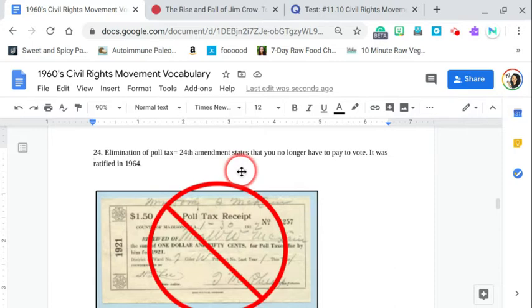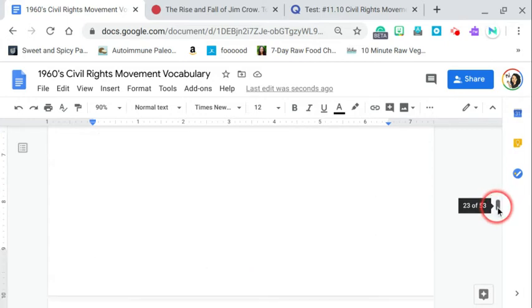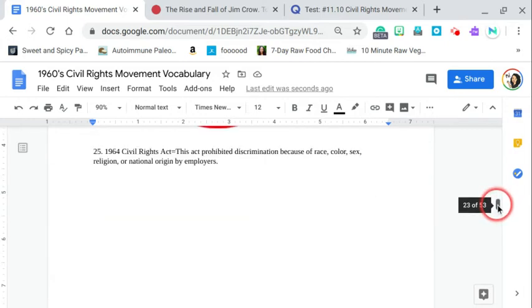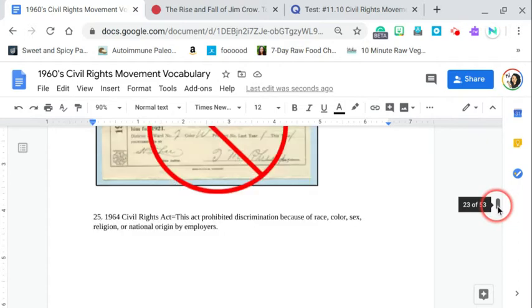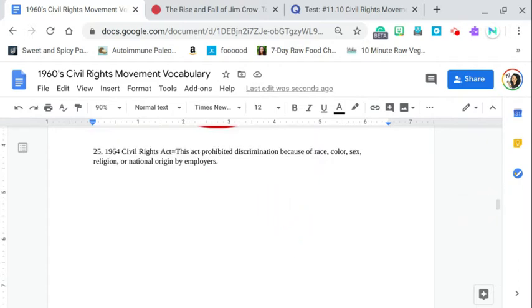Okay. So you have all these laws. Oh, we have the Voting Rights Act later on. Okay. Another accomplishment was the 1964 Civil Rights Act. And if you apply for any job, you should see at the bottom that it's prohibited for your employer to discriminate based on race, color, sex, religion, or national origin.